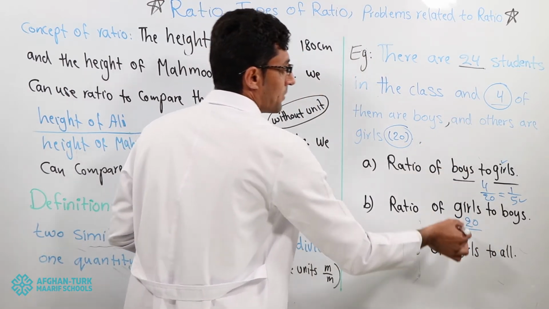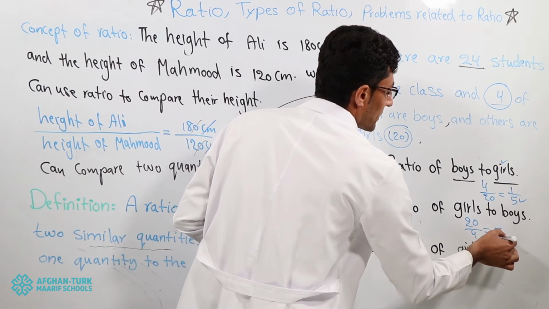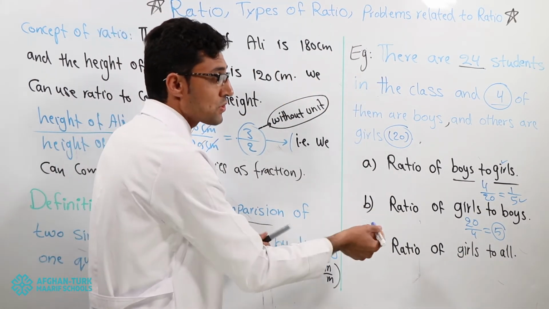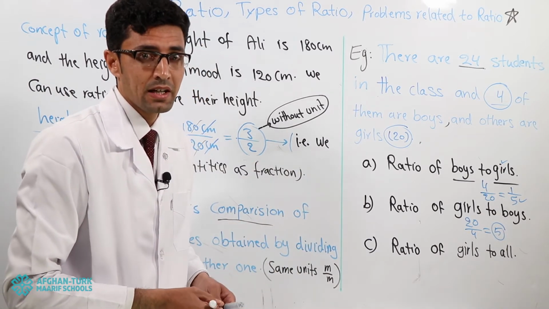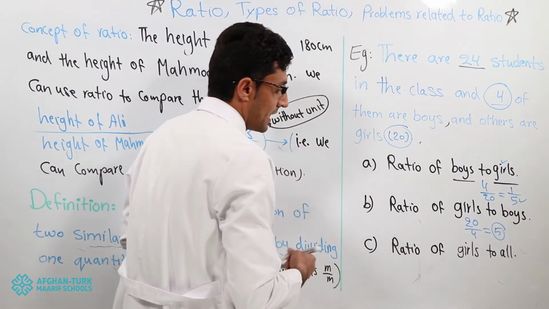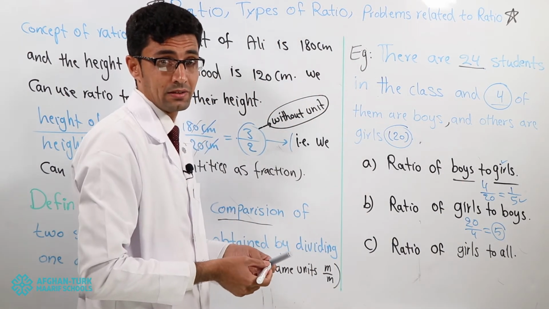20. How many boys? 4. 20 over 4 is 5. Okay? So, in here again it shows that the girls are 5 times more than the boys. And the last one, ratio of girls to all.